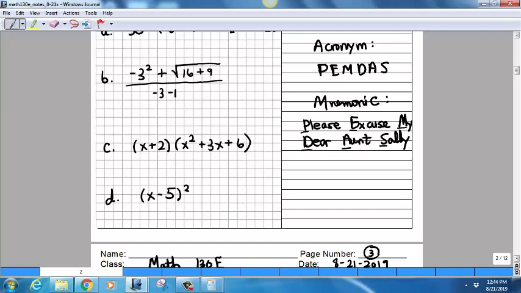The first two are just kind of arithmetic, so the last two are more algebraic, because they have variables in them. Of course, this is an algebra class, so those are probably more important to us in the long run than the first two.